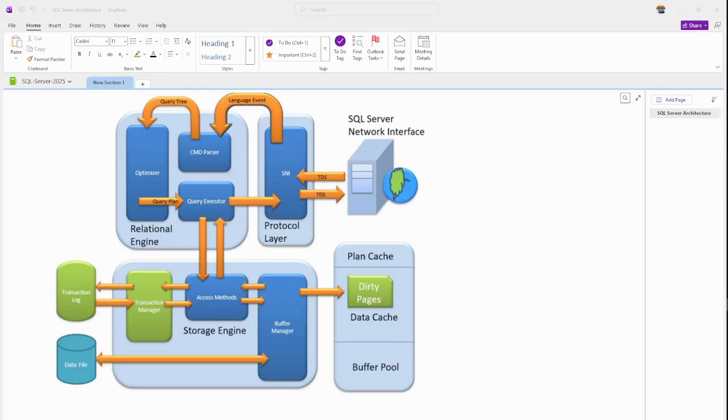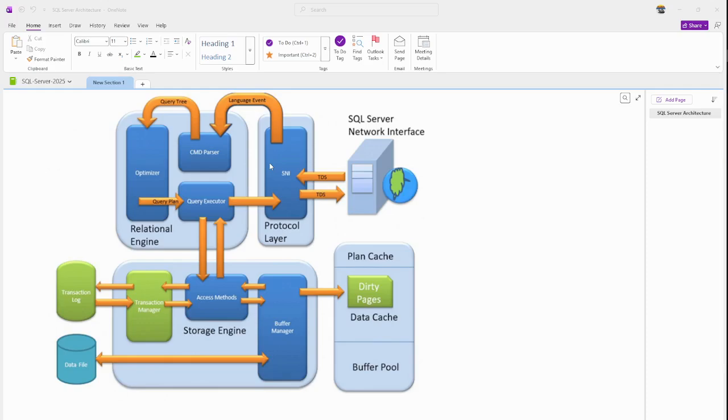Now we will be looking at our SQL architecture. Okay, so this will be at a very high level. You have primary components here. The primary components for this high level architecture are mainly three layers.